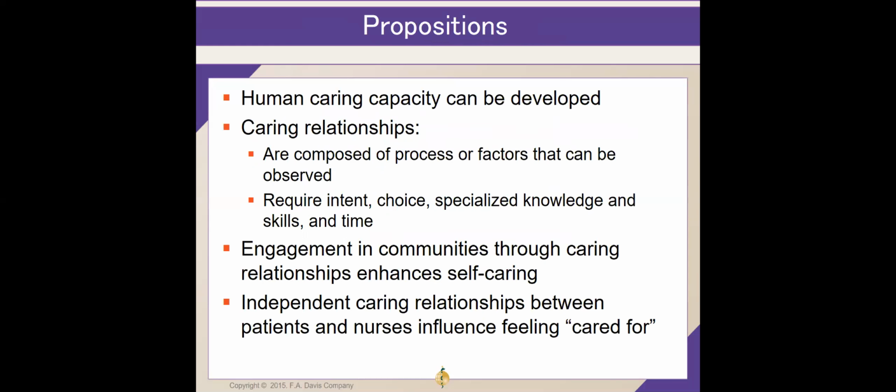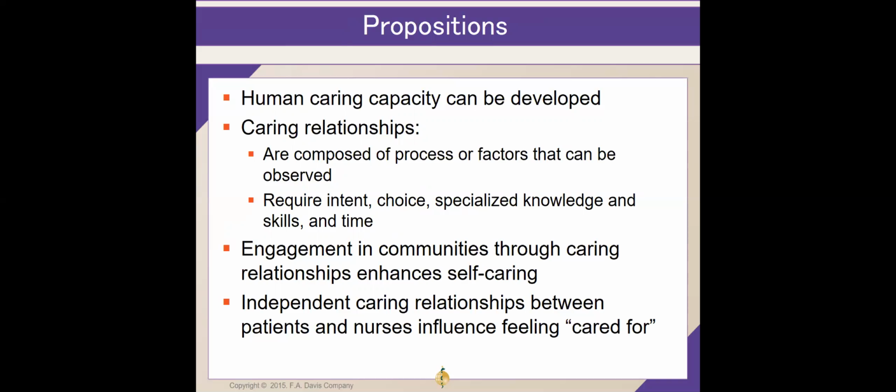Let's talk about propositions. Propositions are the relationships between the different variables. So the first one is human caring capacity can be developed. That is saying that the human caring capacity, which is basically what the RN does, can be increased. Caring relationships, remember that is somewhat of our environmental component, are composed of process factors that can be observed, and they require intentional action to occur.